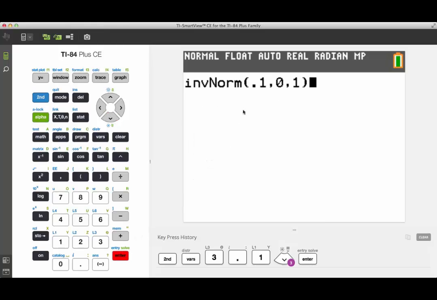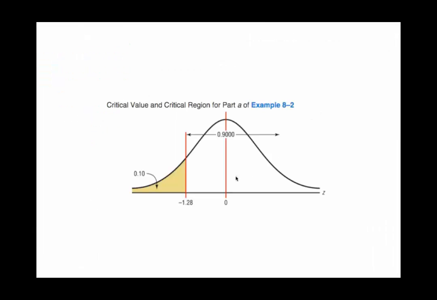If you're using a TI-83 or 84 calculator that does not use those menus to prompt for the values, then the order that you will enter these values in will be the accumulated area, 0.1, comma, the mean for the standardized distribution, which is 0, comma, the standard deviation for the standardized normal distribution, which is 1. Close your parenthesis and hit enter. This will give you the value of minus 1.28, this critical value, negative z value, which is to the left of the mean. And here we see it's minus 1.28, the z value associated with this point where 10% of the distribution is to the left and 90% is to the right.